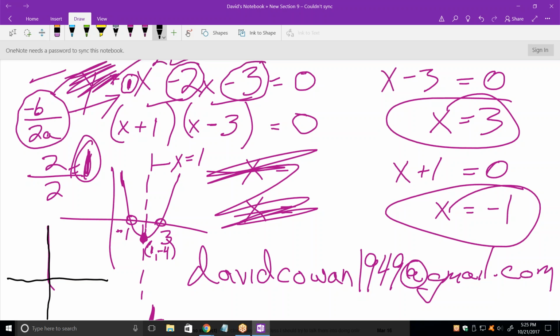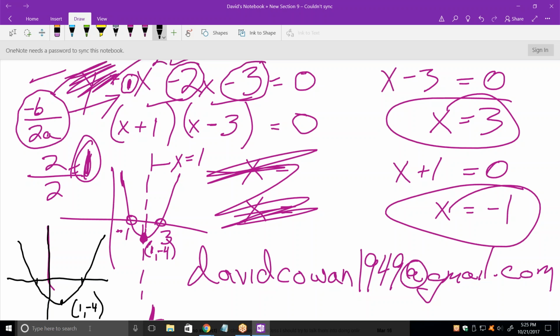So first I go to my vertex, right there. 1, minus 4. Next, I go to where the x-intercepts are. We have 3 and -1. So there's 3, there's -1. So I know that I have a parabola. 3 points define a parabola. That's all you need.